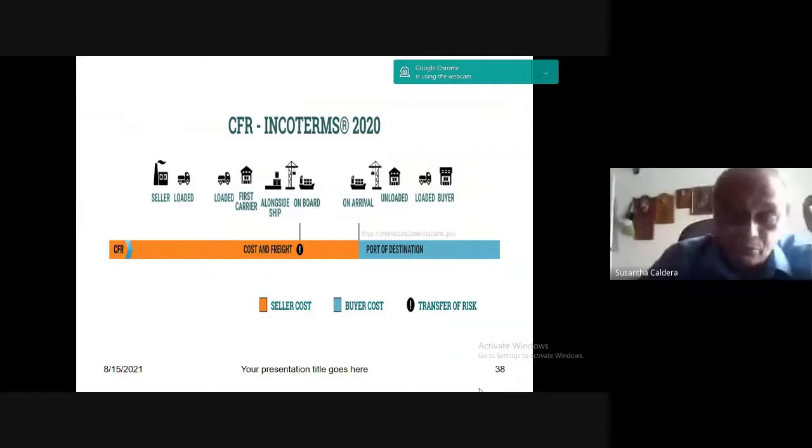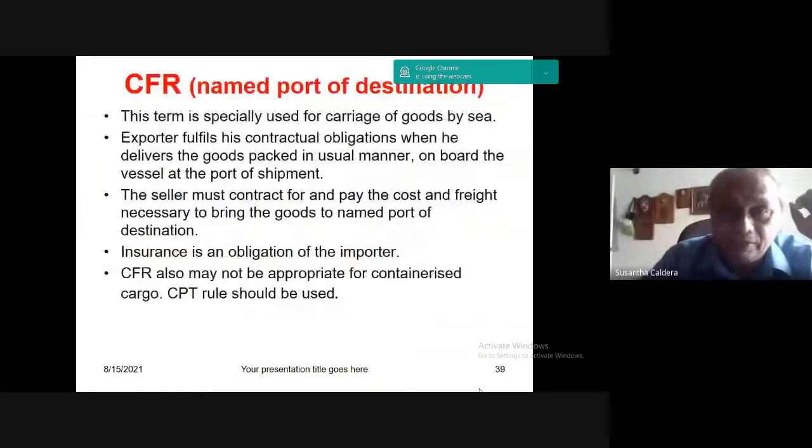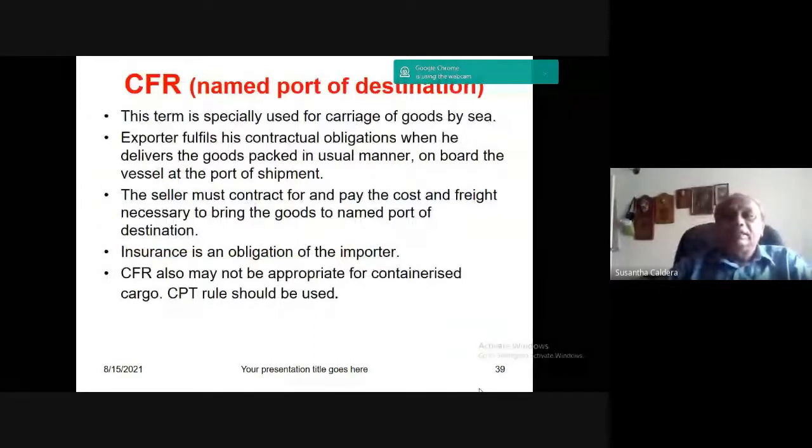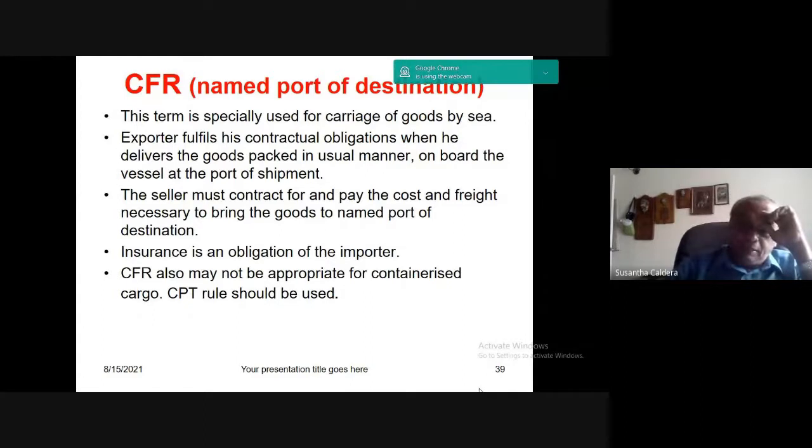But insurance is of course at the buyer's cost. CFR, named port of destination. This term is specially used for carriage of goods by sea. The exporter fulfills his contractual obligations when he delivers the goods packed in the usual manner on board the vessel at the port of shipment. The seller must contract for and pay the cost and freight necessary to bring the goods to the named port of destination. Insurance is an obligation of the importer.